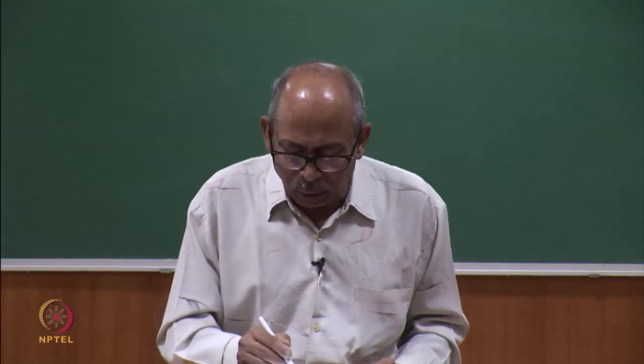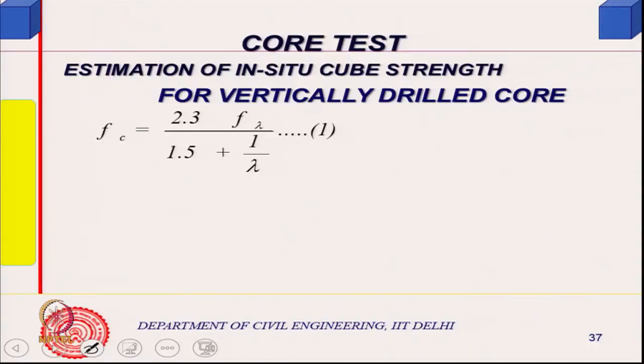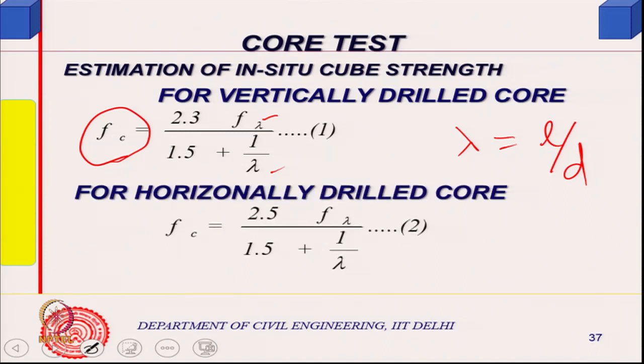So, for a vertically drilled core, what they have found is: F lambda is the measured strength, and lambda is L by D. The in situ cube strength Fc will be given by 2.3 F lambda divided by (1.5 plus 1 by lambda). So, let us say lambda equals, okay, let us come. This is for the vertically drilled core; for the horizontally drilled core, this value is something like this.